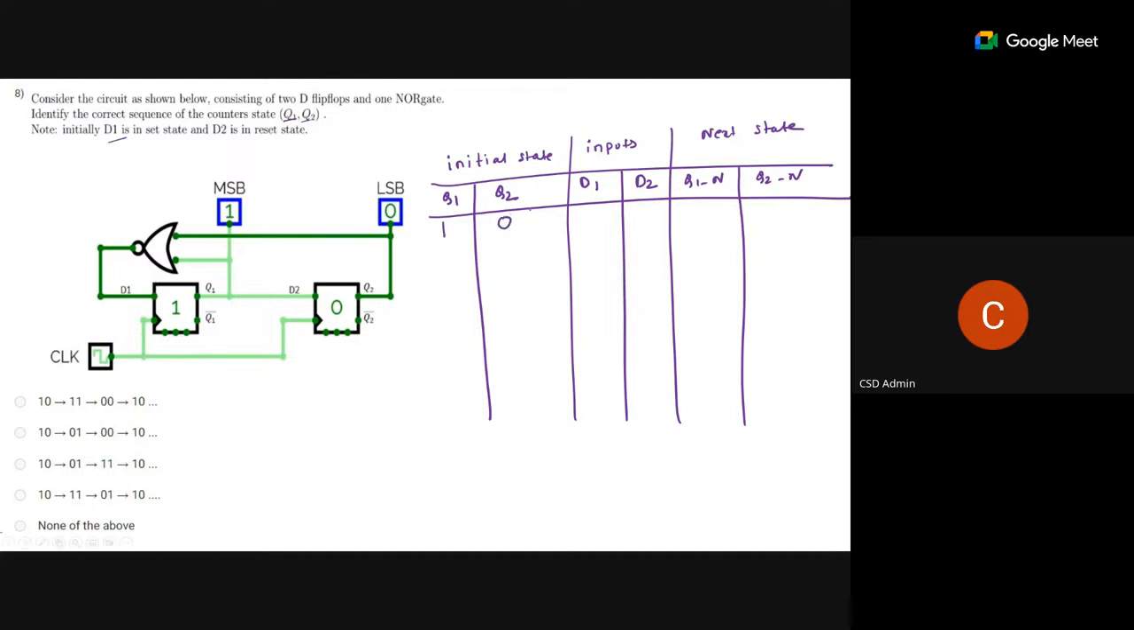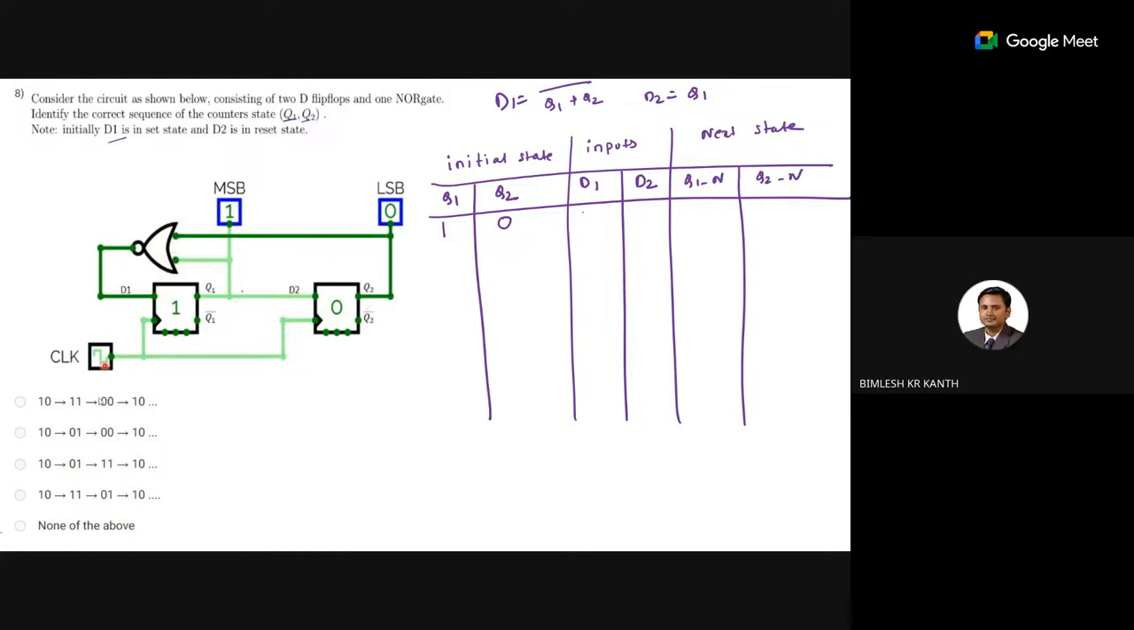Now we have to find the next state. What is D1? D1 is given by Q1 plus Q2, this is a NOR, right? And D2 is given as Q1. You can see that D2 is given as Q1. My pointer is visible, right? For D1, Q1 and Q2 go through a NOR.